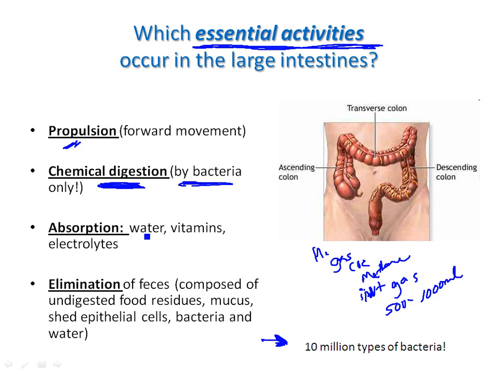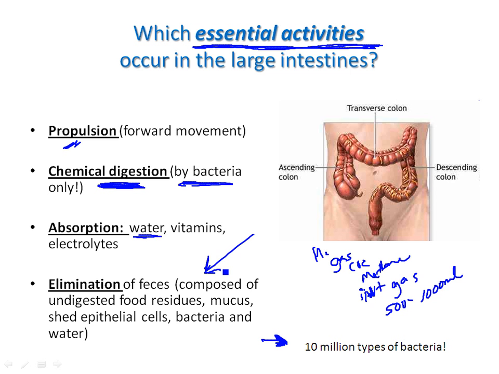Absorption, again, I've already mentioned. We do absorb a little bit in the large intestine, but it's going to be water, a few vitamins, and minerals, not the nutrients that you're thinking of, like proteins, fats, and sugars. That's taking place in the small intestines. And of course, the huge activity that has to take place here is elimination. We're going to eliminate the feces.